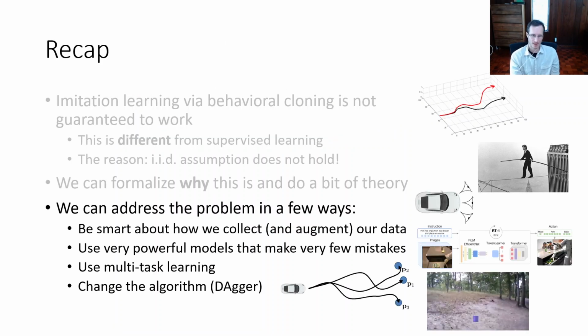Okay. So that's basically the list of the methods I wanted to cover for how to address the challenges of behavior cloning. We can be smart about how we collect and augment our data. We can use powerful models that make very few mistakes. We can use multitask learning, or we can change the data collection procedure and use DAgger.